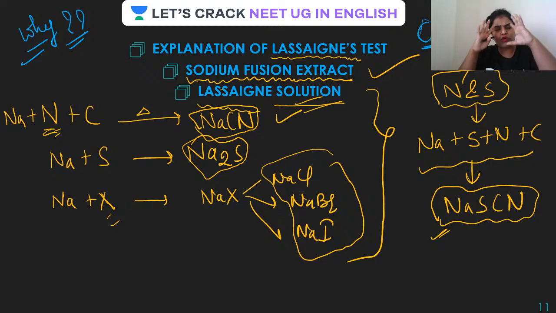So, keeping all these things in mind, this Lassaigne's solution or Lassaigne's extract is prepared first. The first aim of this is to convert covalent compounds into ionic ones, in order to have more ions in the aqueous solution so that they can be tested easily. I hope you got to know why we are doing this.